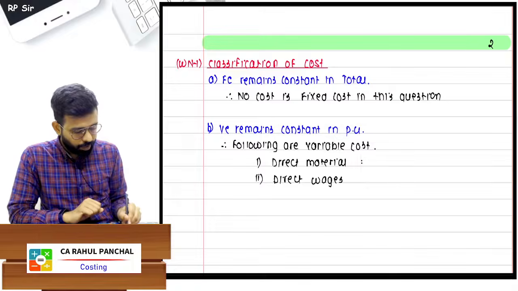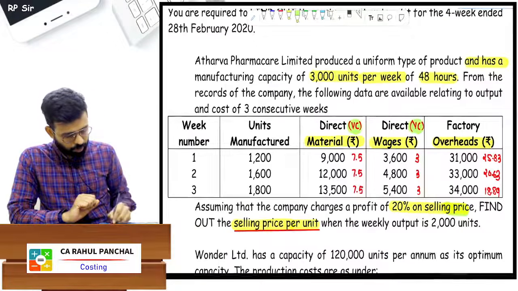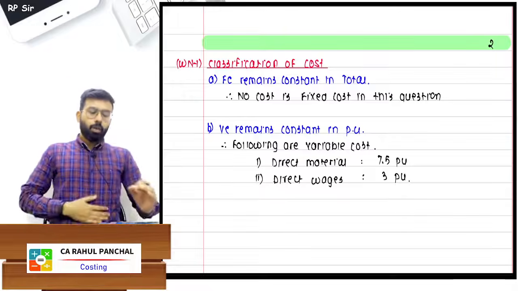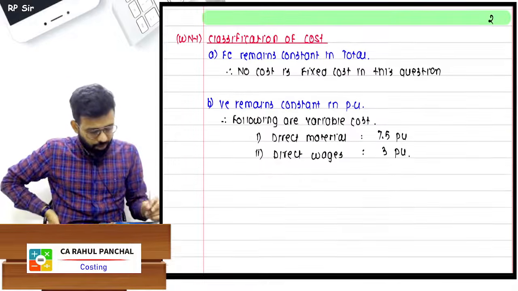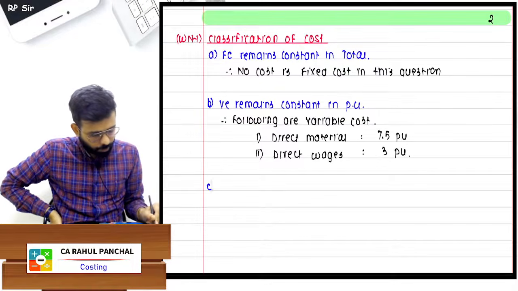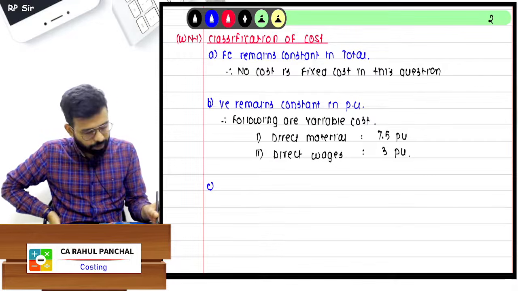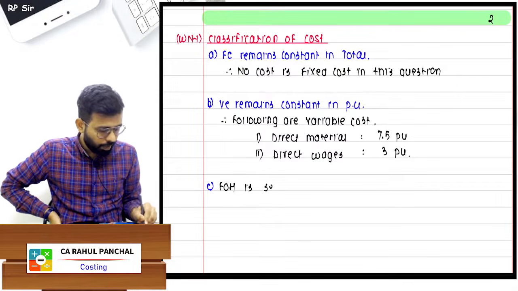We can show here it was 7.5 and 3, so it is 7.5 per unit, and here it is 3 per unit. As and when the question comes, the solution will be written like this. So this is material, which is variable. Now see, what remains with us is the factory overhead. Factory overhead is a semi-variable cost.